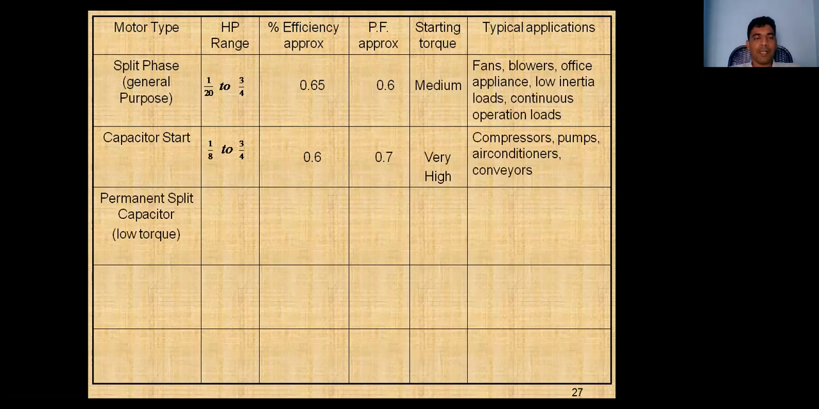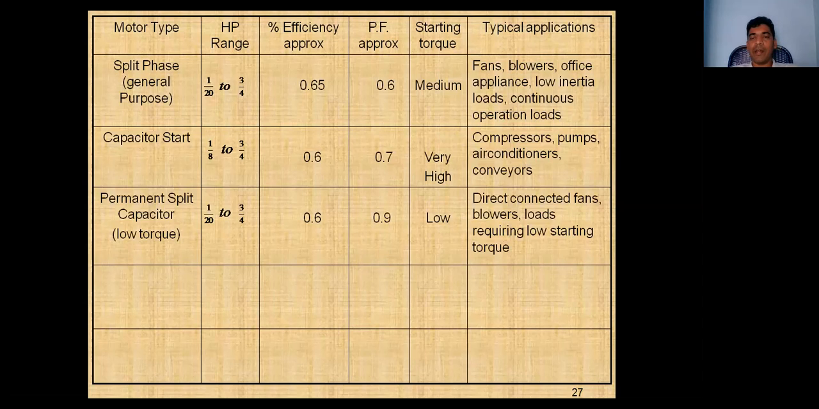Permanent split phase capacitor motor. Its HP is around 1/20 to 3/4. Its efficiency is around 0.6. Its power factor is very high, 0.9, but it has very low starting torque. Direct connected fans, blowers, and loads requiring low starting torque are the applications of the permanent split capacitor motor.